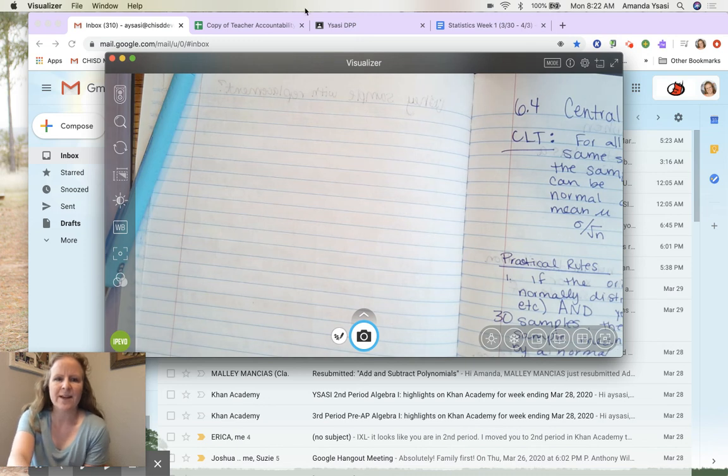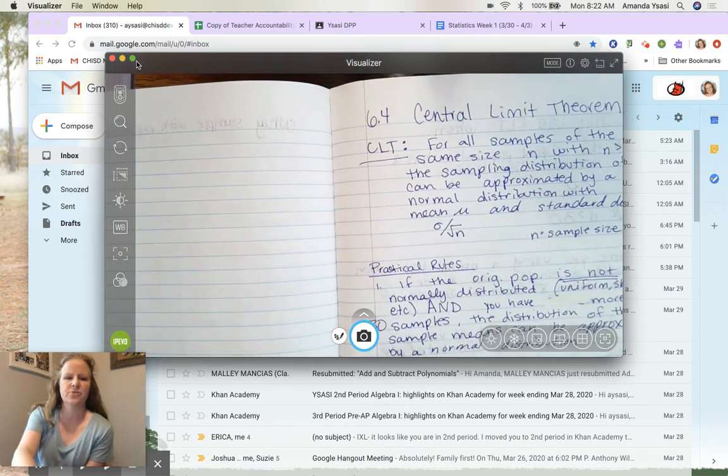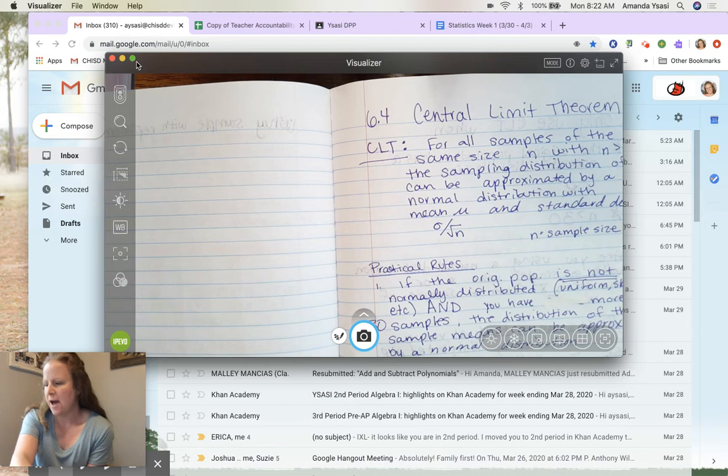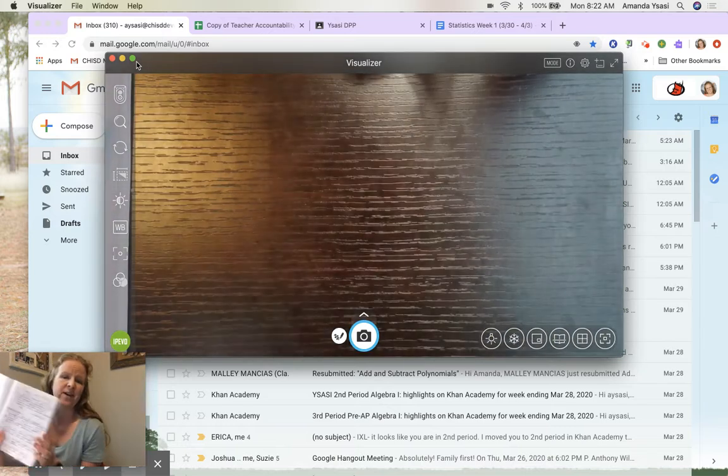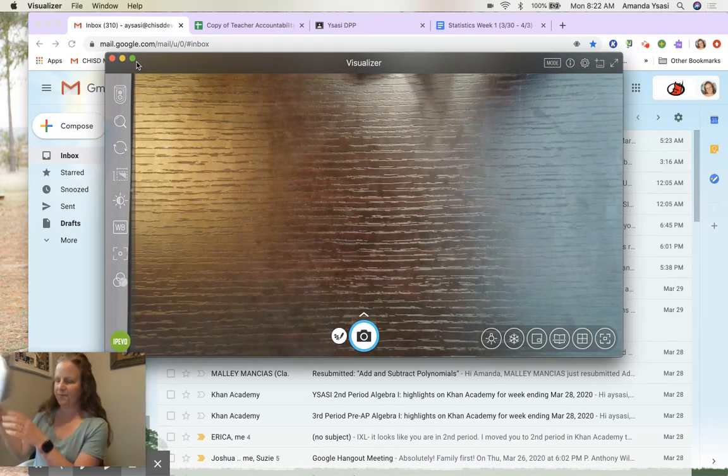Hey, good morning. I'm going to go over 6.4, which is the central limit theorem today. I have the notes, which I attached, and you can take your notes on there. Or if you don't have those, you don't have a printer, that's fine. I got them in my journal.